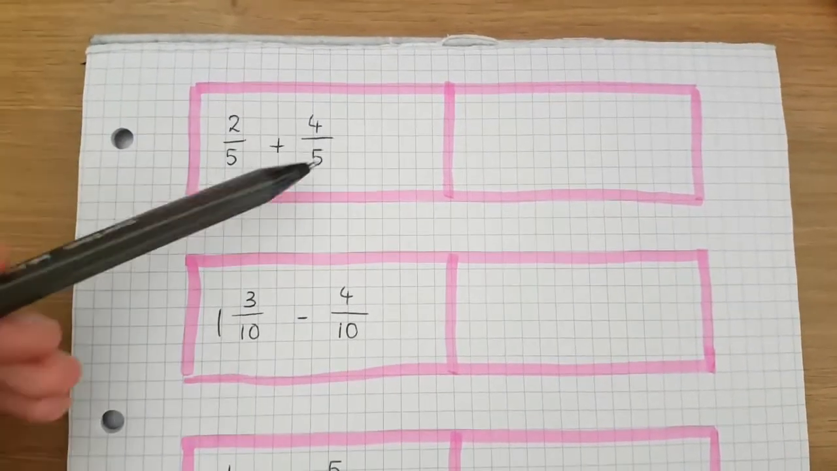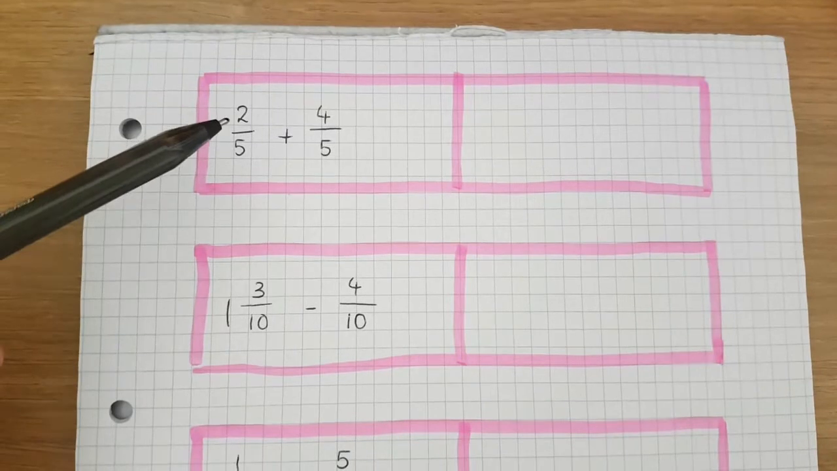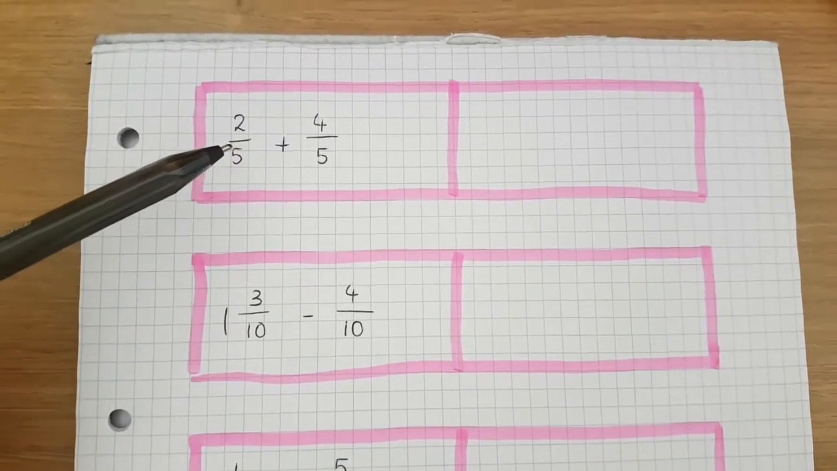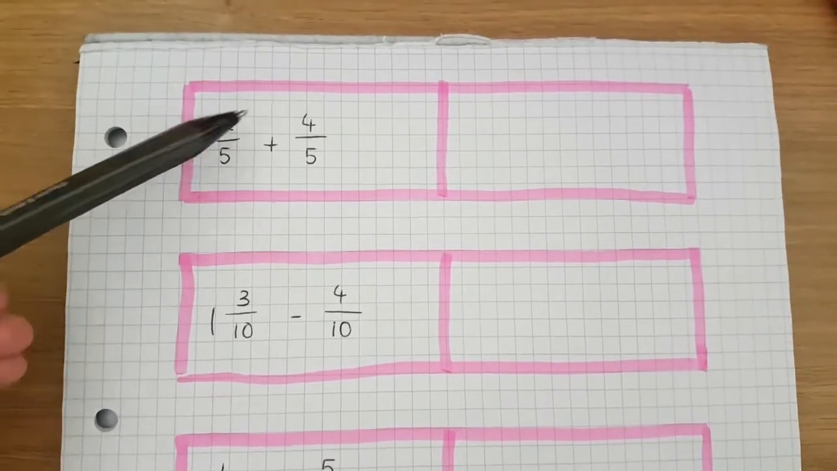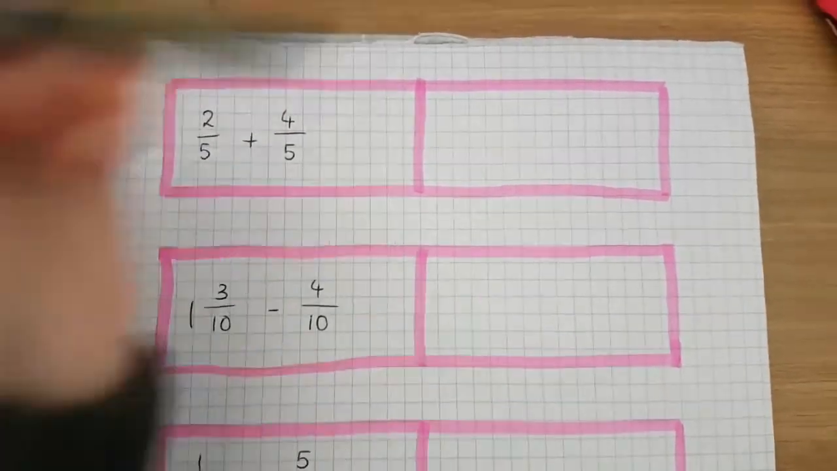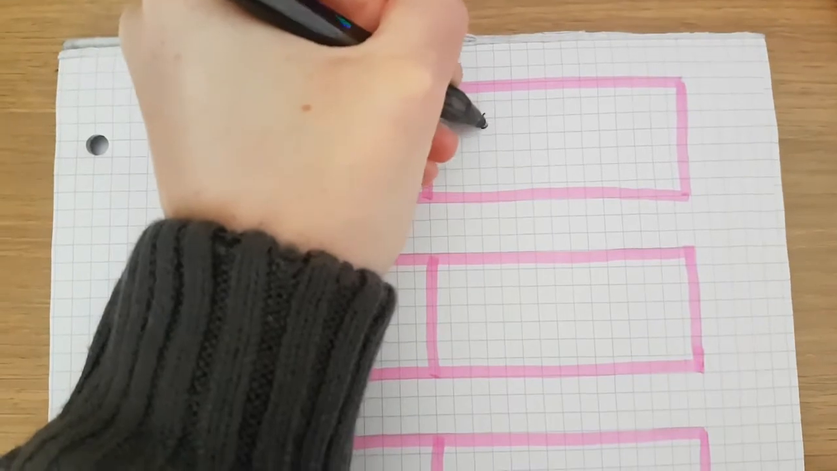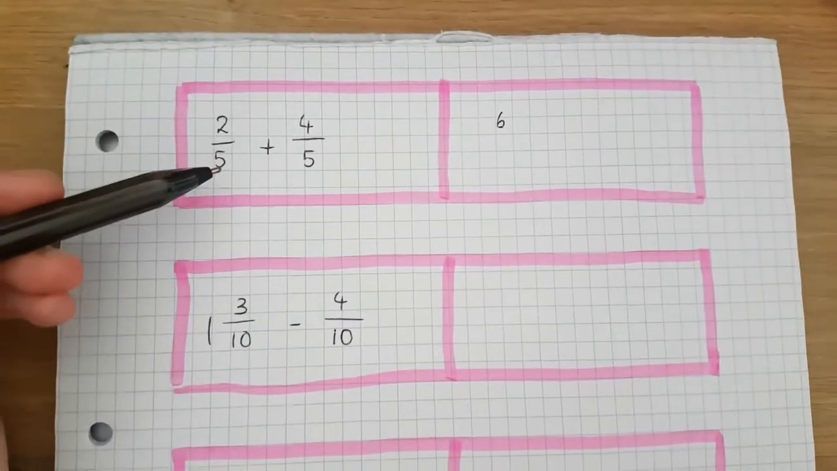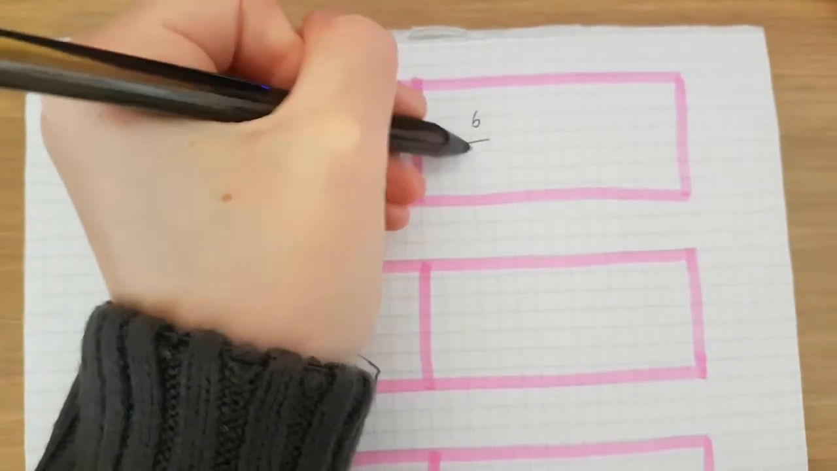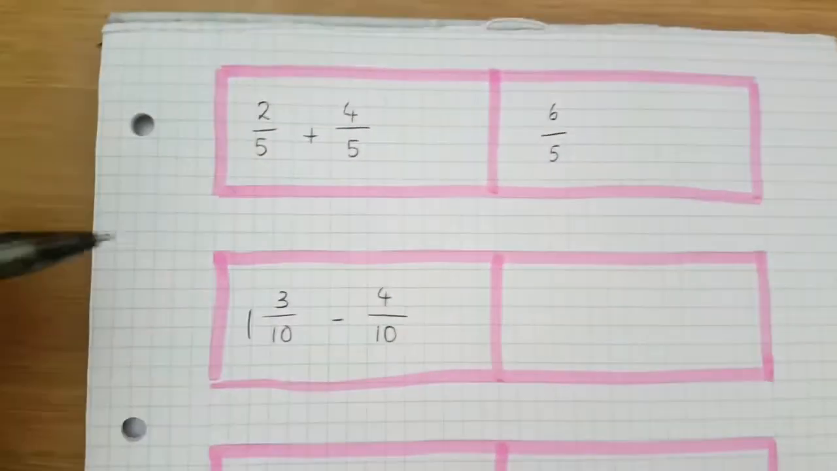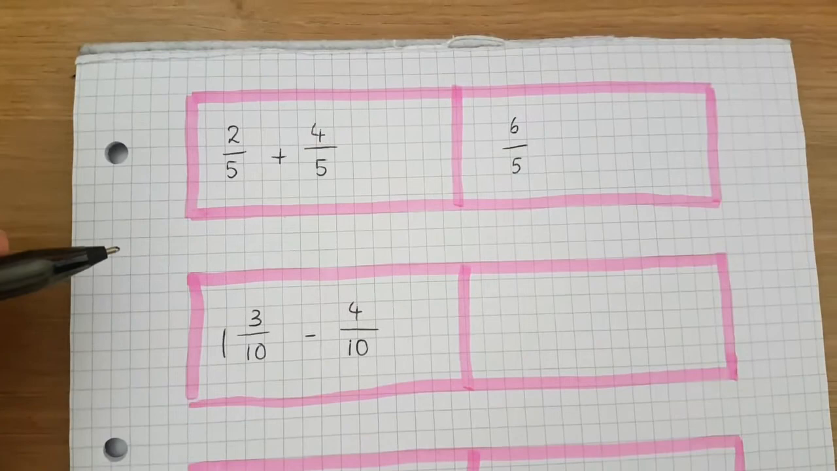Now there's nothing we can do special about this, they're already in a simplified fraction form, so we're just going to add these together. When we're adding fractions, we add together the numerators, these two numbers here. So 2 plus 4 is 6. And my bottom number, my denominator, as long as it's the same here, it's going to stay the same in my answer. So if it's 5 in the question, it's going to be 5 in the answer.